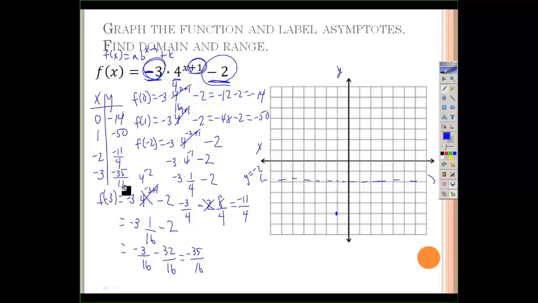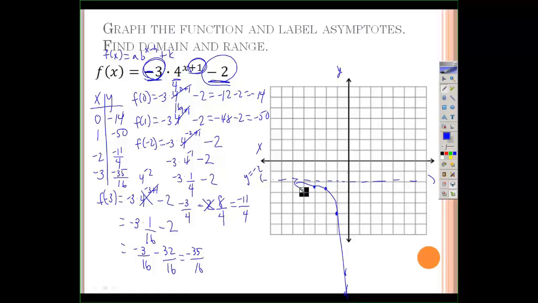Okay, and so there it is. Got our points: 0, -14 down here somewhere. 1, -50 way down there, so I'm not even going to plot that point because it's so far down. -2, -11/4, so that's really like -2 3/4, like right there. And then -3, -35/16, so a little closer to the asymptote this time. As you can see, we do have another exponential growth. It's going to get really big really fast. That's why we call it exponential, and it will approach the asymptote.